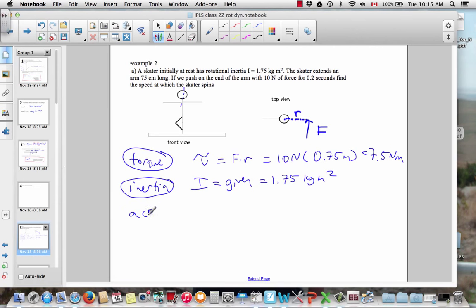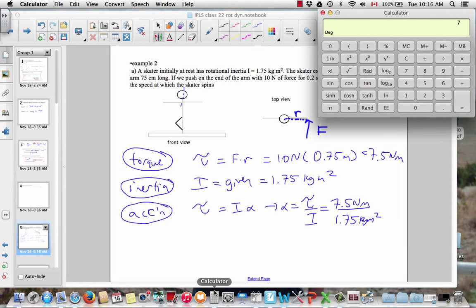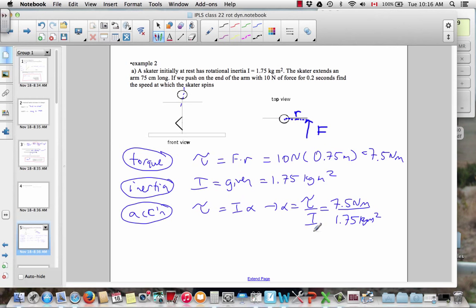So we can find the angular acceleration. We know that Newton's second law says torque is I alpha, like F is ma. So alpha is the ratio of the unbalanced torque to the inertia, 7.5 newton meters over 1.75 kilogram meters squared. So 7.5 over 1.75, that's 4.28 rads per second squared.